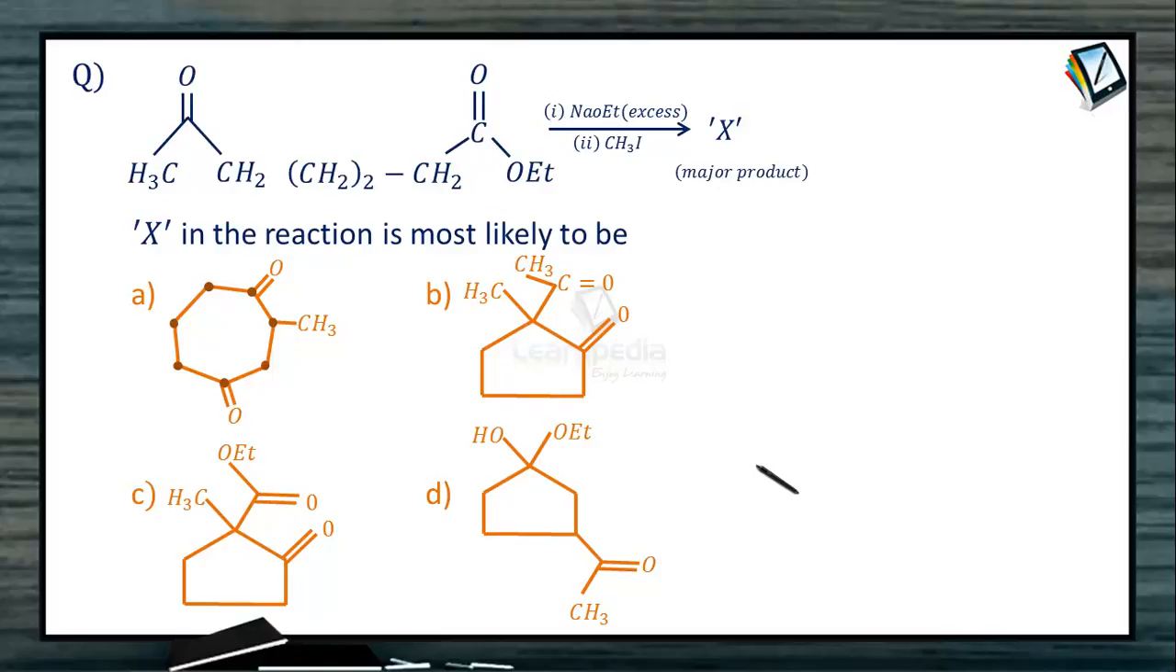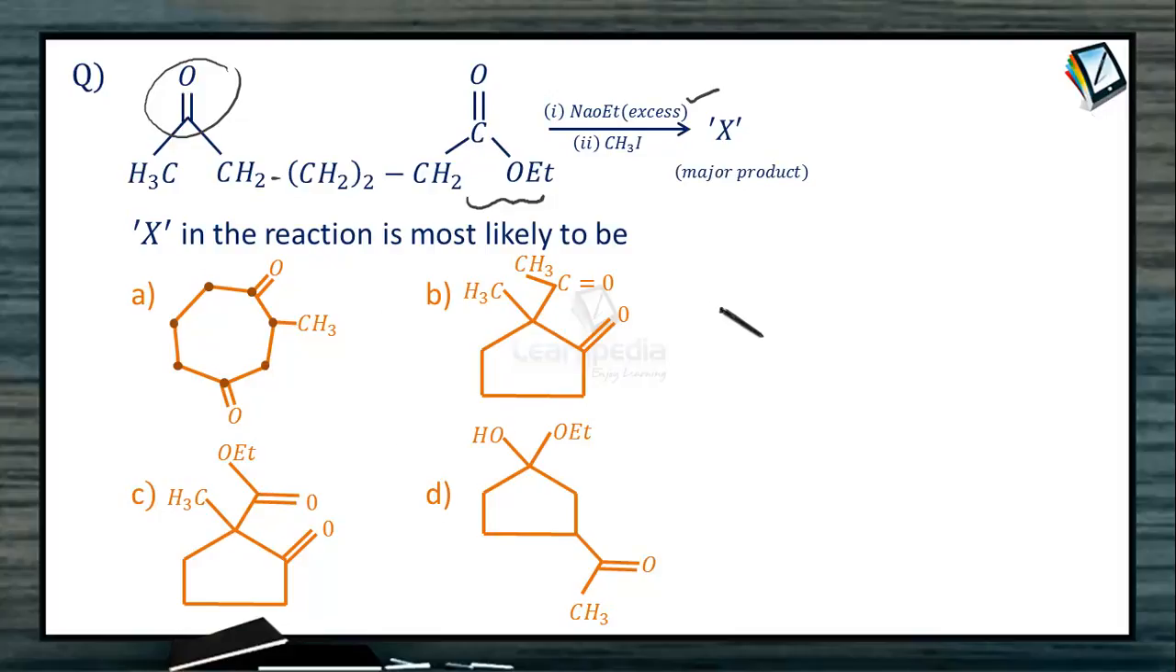The next question. CH3, C double bond O, CH2, CH2 taken twice, COOEt. So one ester group we have and one ketonic group we have. So this keto-substituted ester on treatment with sodium ethoxide, that too in excess, followed by CH3I. The major product of the reaction, if it is shown by X, which one of the following corresponds to X?